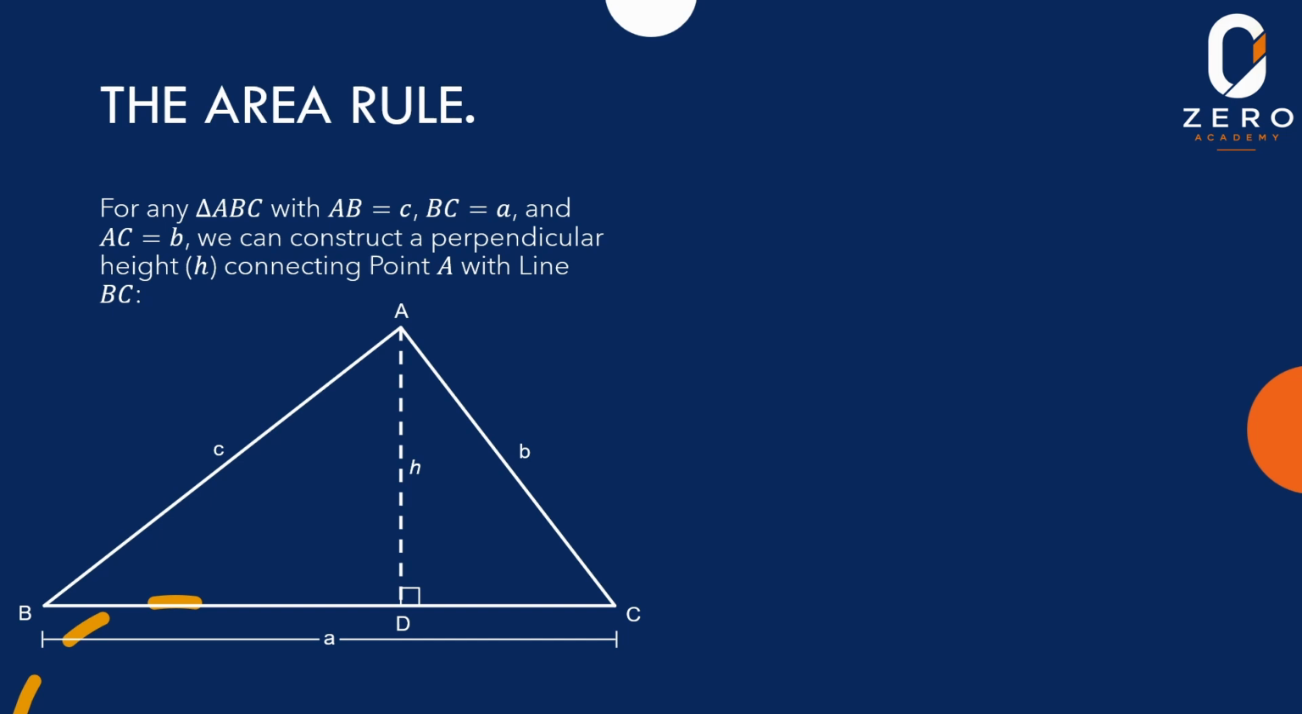And now we're going to go in and prove the area rule. If you look at triangle ABC, you're going to notice that sine of angle B is equal to h over c, that is opposite divided by hypotenuse. And if you look at triangle ABD, the opposite of that triangle is h and the hypotenuse is c, as you can see. Now making h the subject of my formula, I'm going to have h is equal to c multiplied by sine of B.